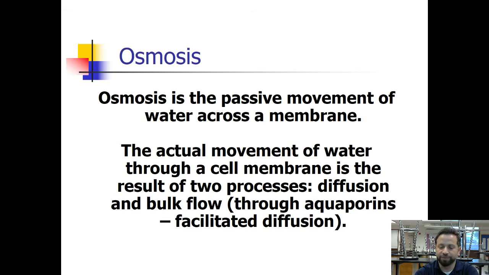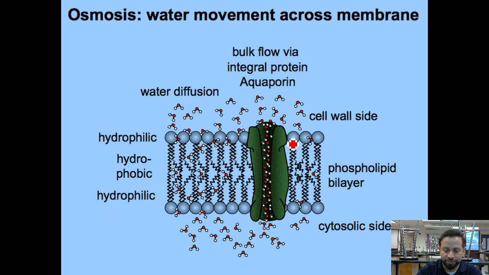Osmosis, the passive movement of water across a membrane. Okay, now here's something I want to specify. The actual movement of water through a cell membrane is a result of 2 processes. One of them is diffusion. One of them is something called bulk flow, which is movement through these things called aquaporins, which is a type of facilitated diffusion. I want to show you what that looks like. So there are protein channels called aquaporins specifically for water. Let's say here's the outside of the cell, and here's the inside of the cell. So water is going to go through these aquaporins, and that's that.